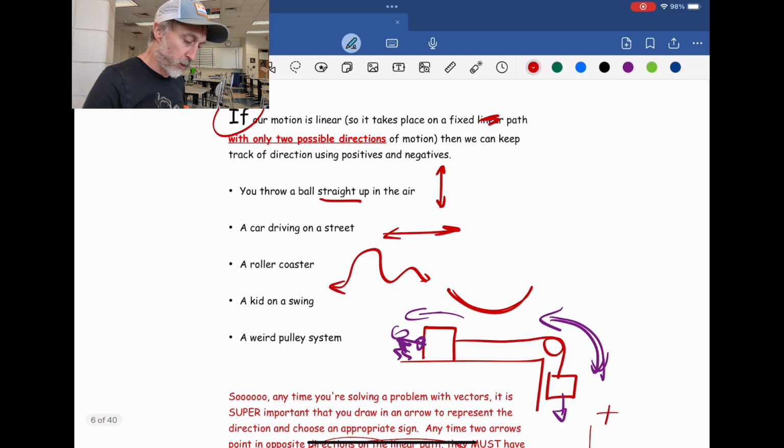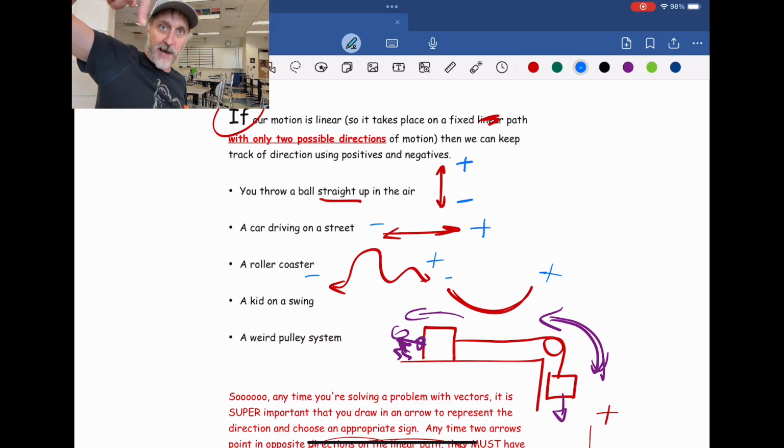So if I throw a ball up into the air, I'm going to make up positive, down negative. If I'm driving down a road, I'm going to make forwards positive, backwards negative. Same thing on my roller coaster or on my swing. All right? In this pulley example, you can go either way. You can make down, forwards and down positive, or you can make backwards and up positive, whatever. I usually go positive, negative, but not always.